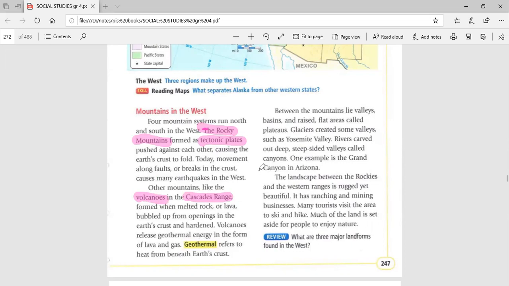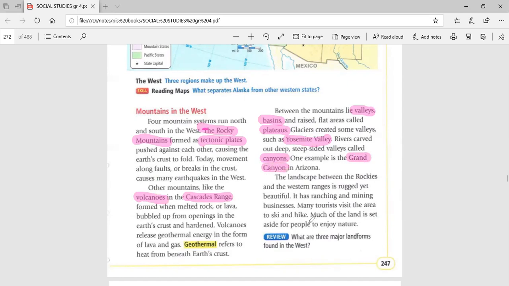What else? The West also has many kinds of landforms. It has valleys, basins, and plateaus. The most famous valley, of course, is Yosemite Valley. Yosemite Valley is the most famous valley in the West. It also has a canyon, and the most famous canyon here is the Grand Canyon in the state of Arizona. This is the famous canyon in the West.